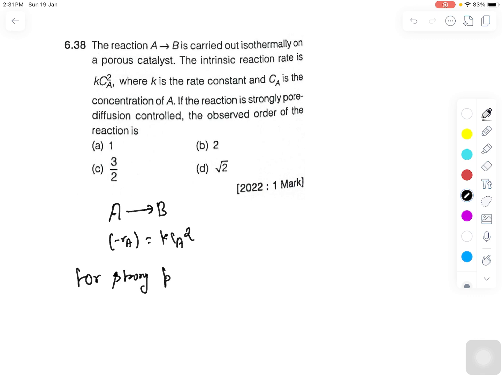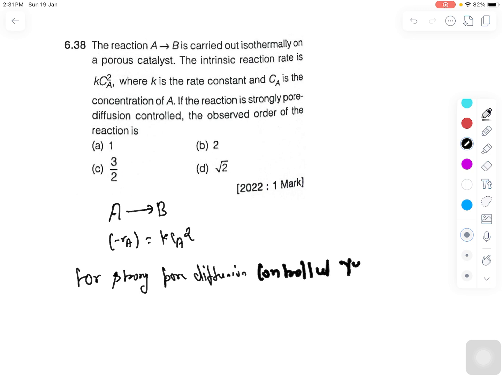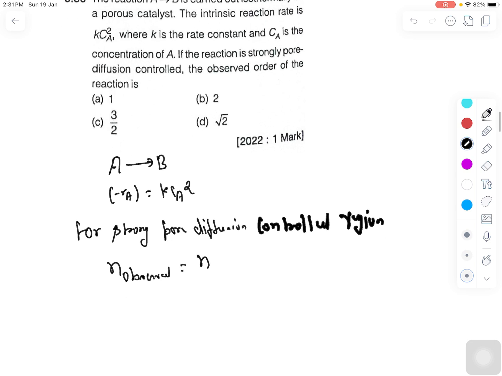when we talk about a strong pore diffusion control region, you can say that n observed will be equal to n true plus 1 divided by 2. Is that clear? n true plus 1 divided by 2.